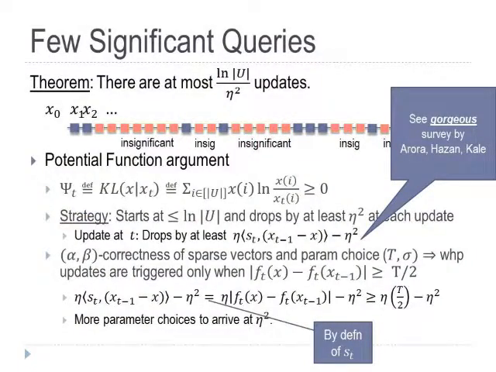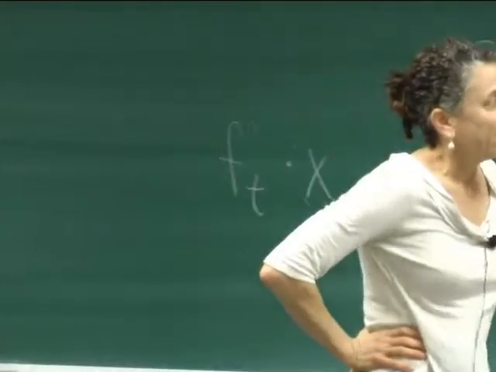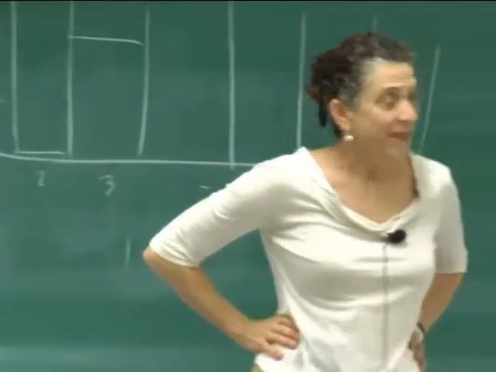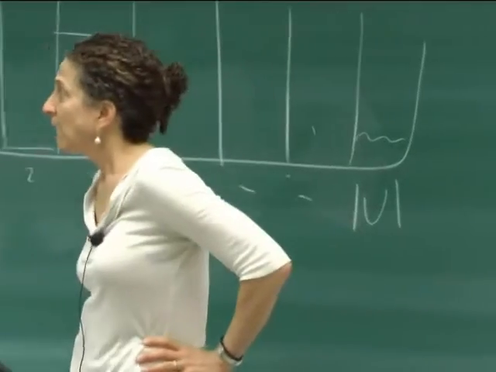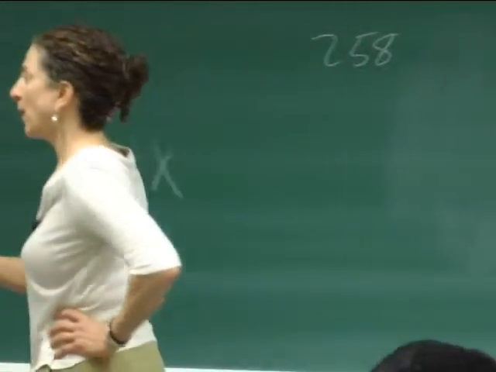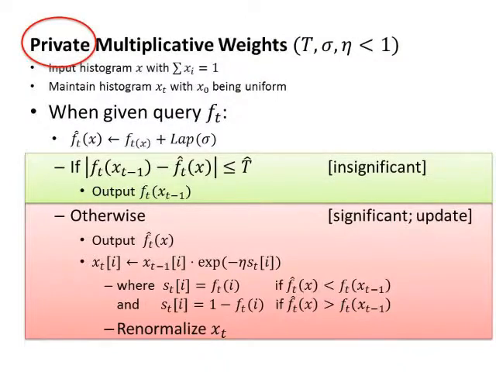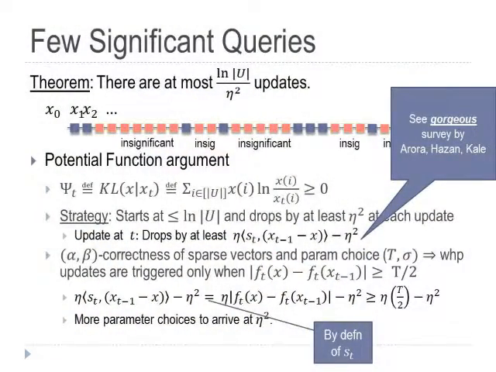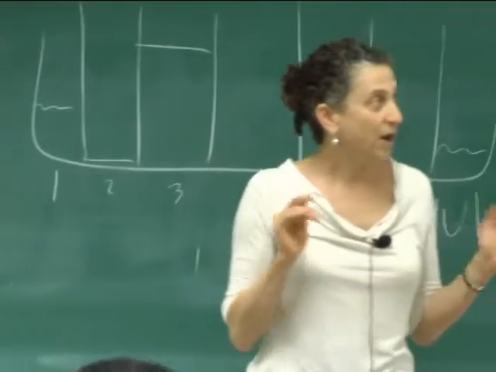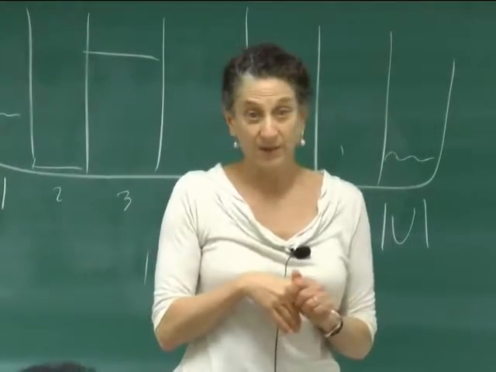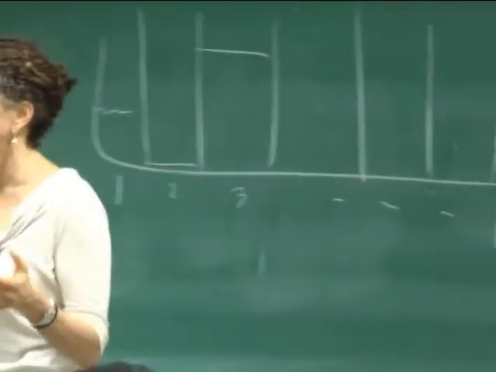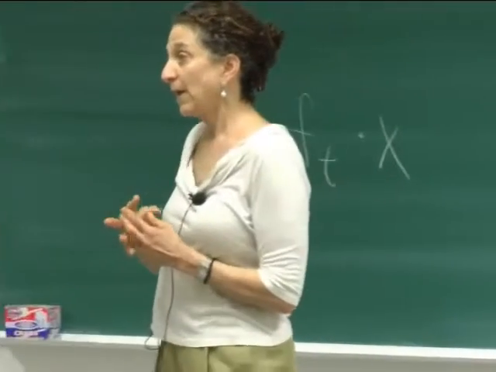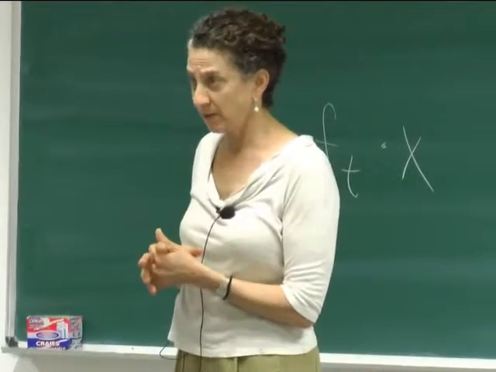So the theorem is that if U is the universe, and remember eta was the parameter to the algorithm, here was eta over here, and here it shows up in the algorithm, then there are going to be at most log of U divided by eta squared updates. There are only going to be that many significant queries. And that's really, really amazing.